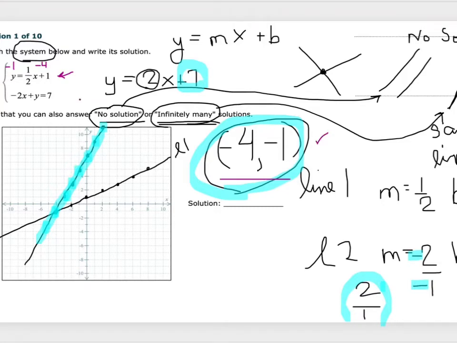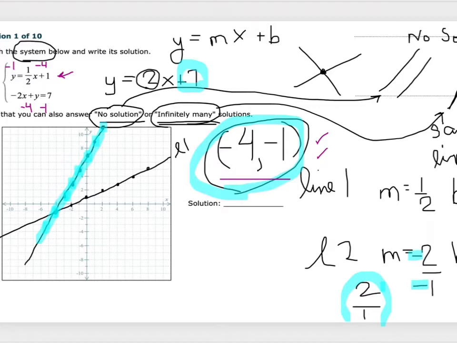Now we go to the second line, and we have -4 for x. So we'll put a -4 right there for the x. We have a -1 for the y. And we get -2 times a -4 is a +8. Minus a 1 is 7. So there's another check. Both lines check. And the solution is -4, -1.